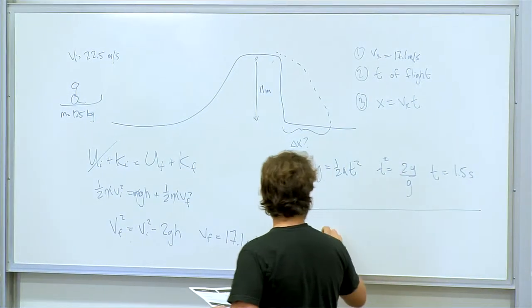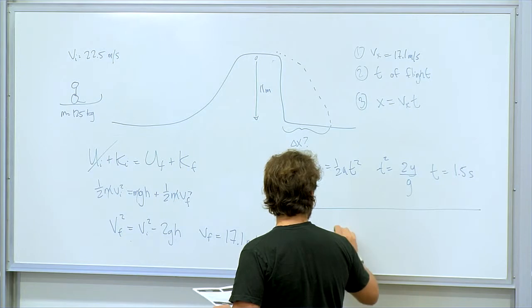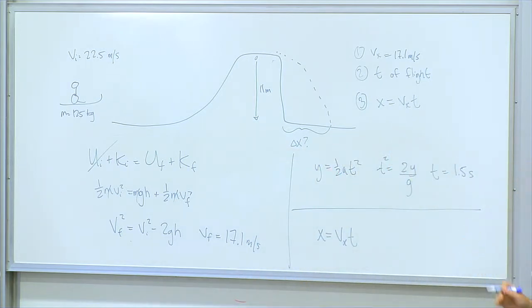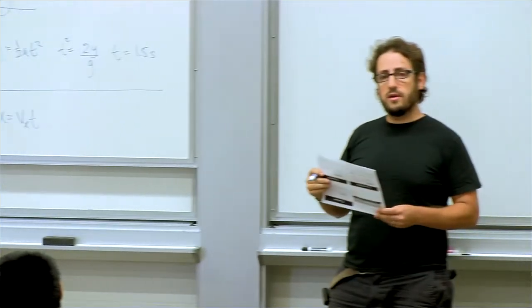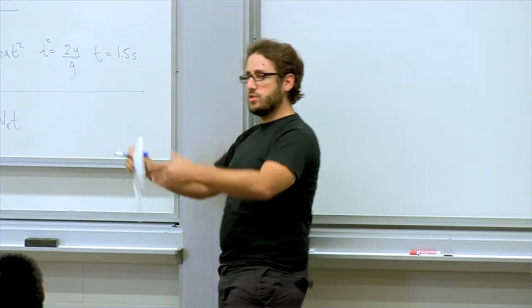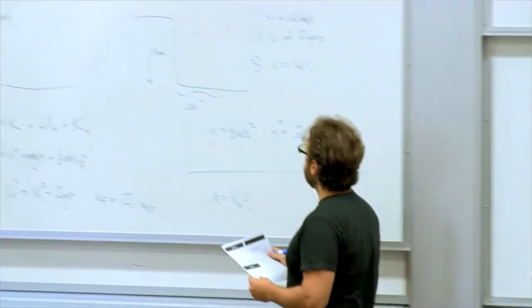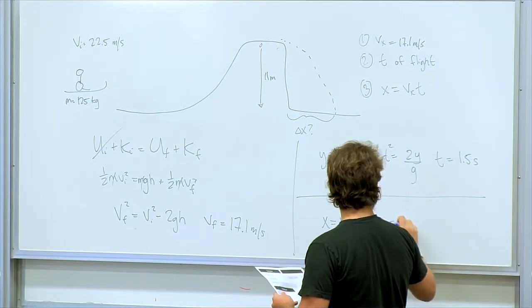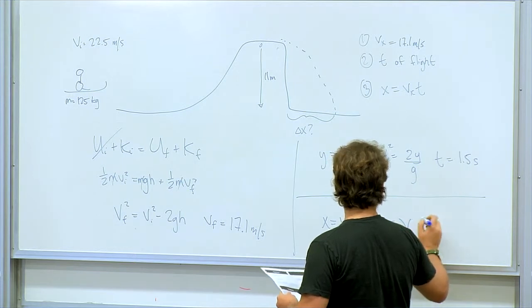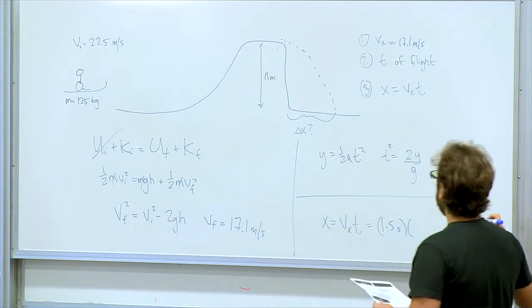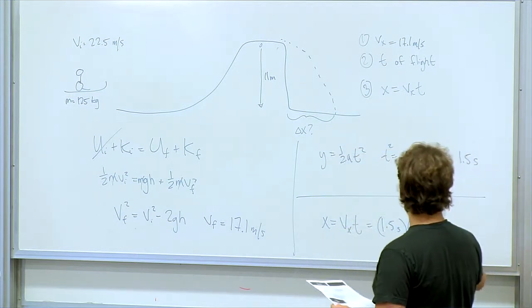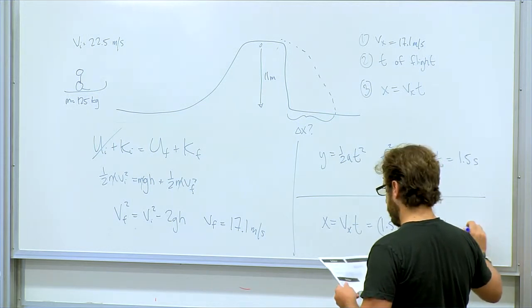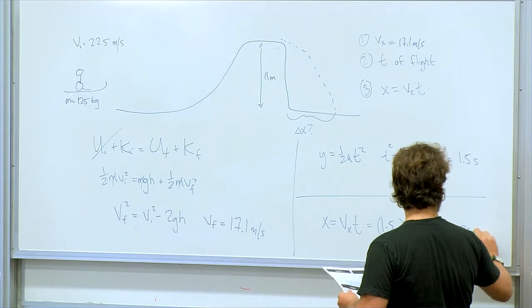And then for the third part, the distance he travels, this is easy because once he leaves the top of the hill, he's no longer losing velocity, right? His velocity in the x direction is constant. So this is 1.5 seconds times 17.1 meters per second, so I get 25.6 meters.